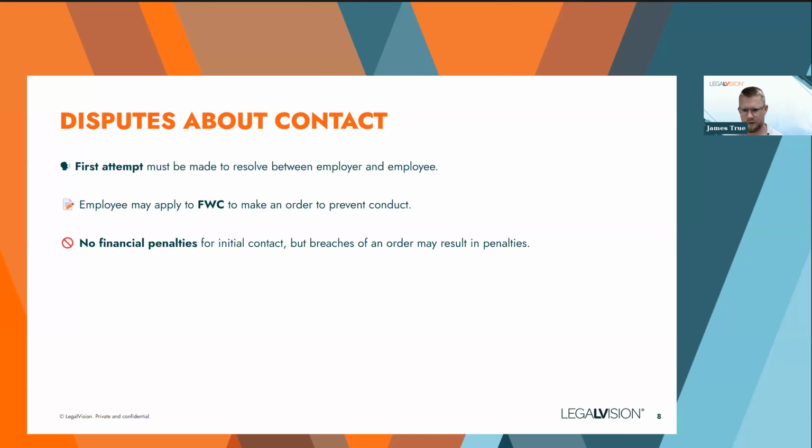And what they're asking the Fair Work Commission for is an order to prevent the conduct, so prevent the contact outside of hours. The critical thing to be aware of here, and this will probably drive the extent to which we see these types of orders being sought by employees in the Commission, is that there are no financial penalties for that initial contact. So an employee cannot run off to the Fair Work Commission and say, I've been contacted outside of hours and I want to be compensated. They won't be able to get that remedy.